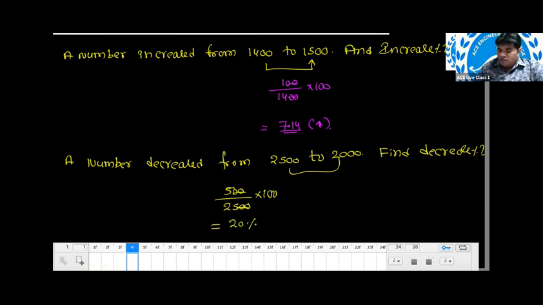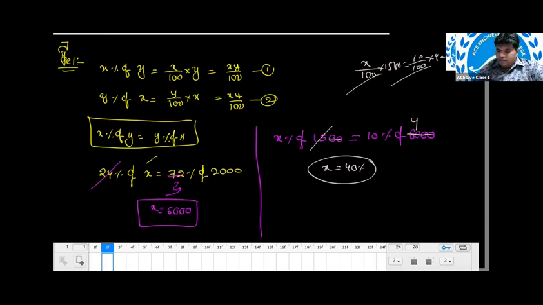20% decreased. Okay, this is model 2, the first type and second type of basic levels. What is the first basic level? Percentage increase and percentage decrease, and value. Here is one more small example: 10% of 20% of 30% of 5,000. What is the value?